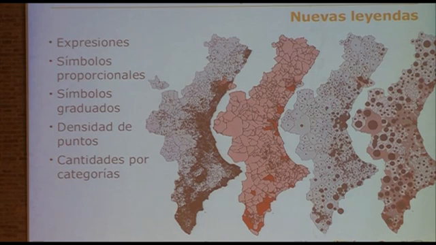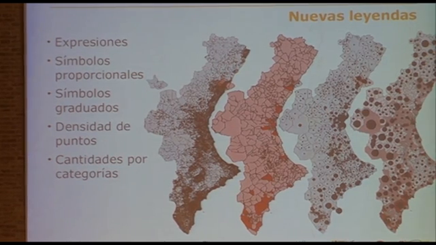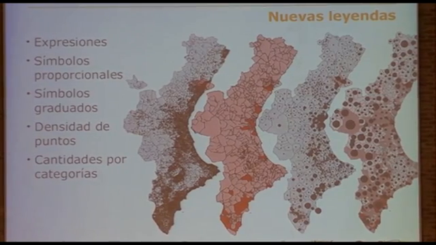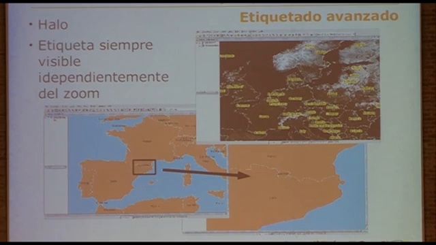More new functionalities, captions. Well, relatively new, because captions were already included in version 1.X. Expressions, proportional symbols, graduated symbols, dot density, category, and amounts by category. All these captions will be included in version 2.1.